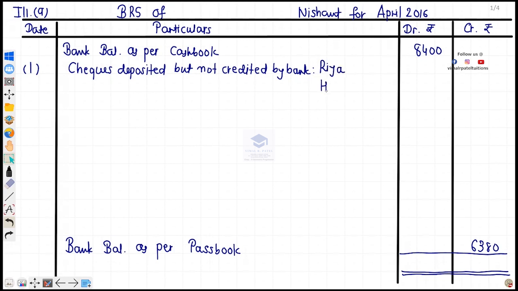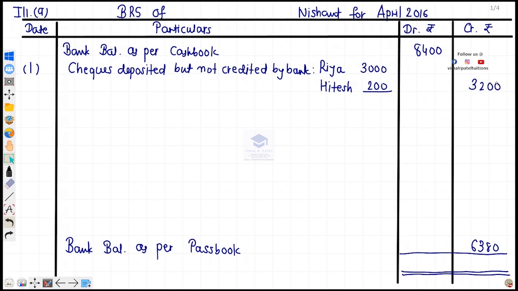Riya and Hitesh, 3,000 and 200. So 3,200 will be credited.